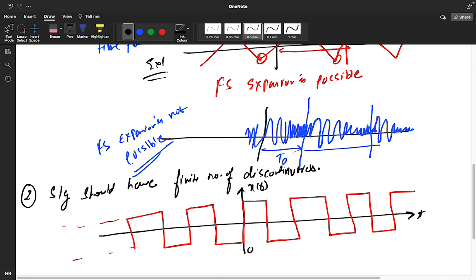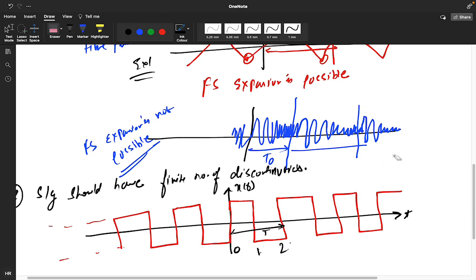From 0 to T0 is one time period. Continuous means the signal goes like this. Whenever a sharp point comes, that is one discontinuity. One discontinuity at this point, then again a sharp point comes, so second discontinuity, third discontinuity. But if the signal is like this, there is no discontinuity.